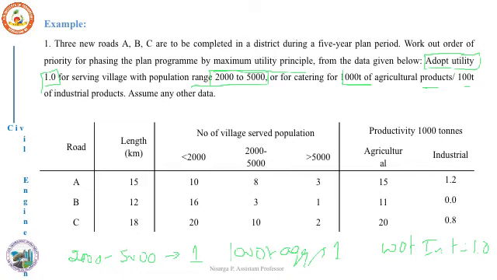So now in the first step, what we have to check is we have to first assign the utility value for both population and the productivity.